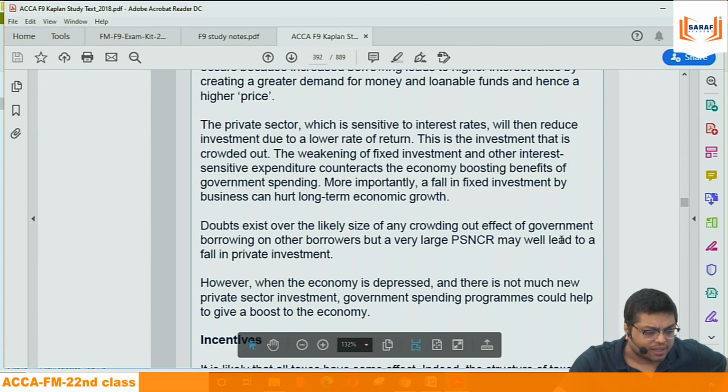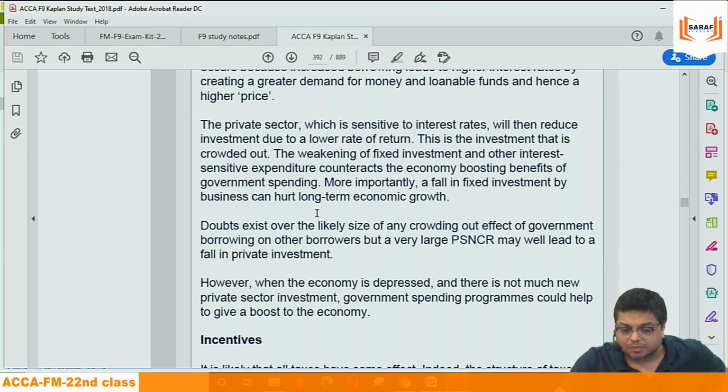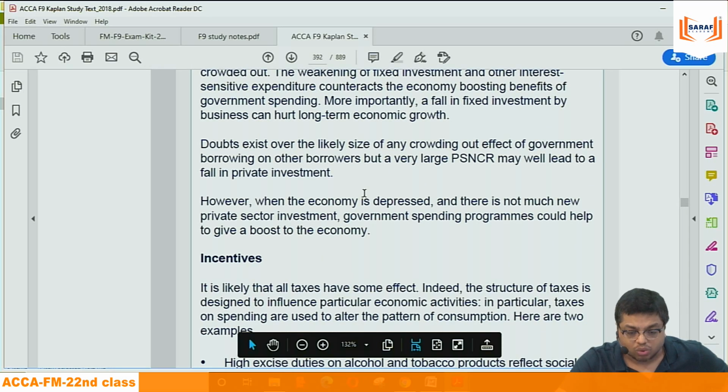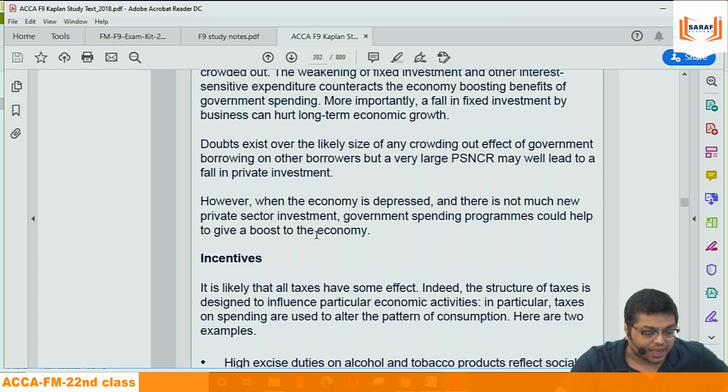More important than all is the fixed investment by business. So the government is investing, but private investment in the country will reduce because the cost of funds has gone up. Doubt exists over the likely size of any crowding out effect. That means the government needs to decide how much borrowing it can do so that private investment will not be jeopardized. However, when the economy is depressed and there is not much new private sector investment, a government spending program could give a boost. Like in Corona, private investments were already very low. So at that time, if the government does more and more borrowing and investment, that is better.